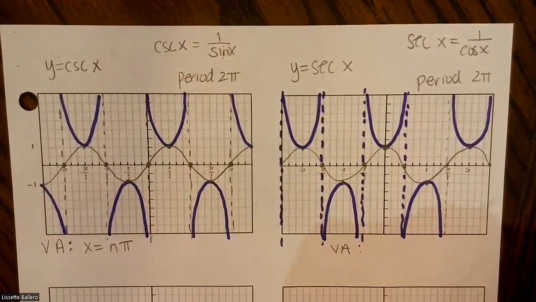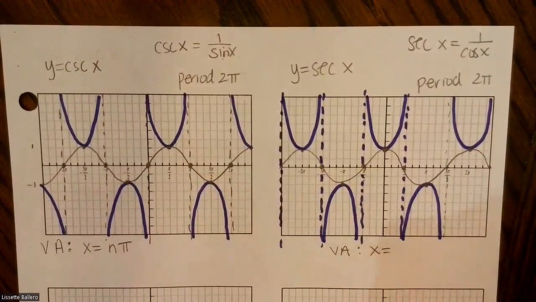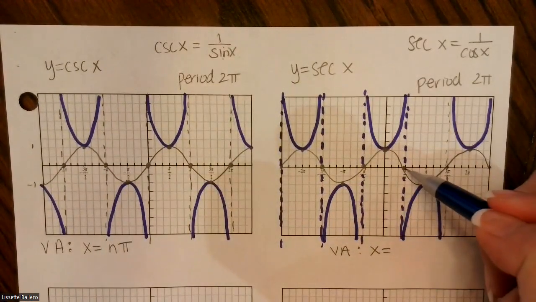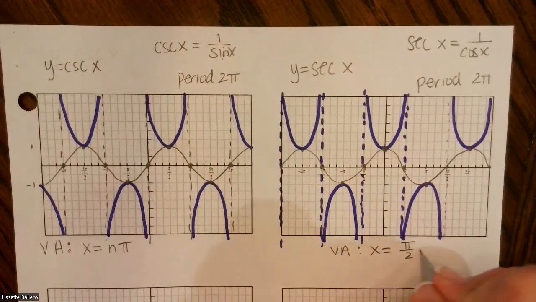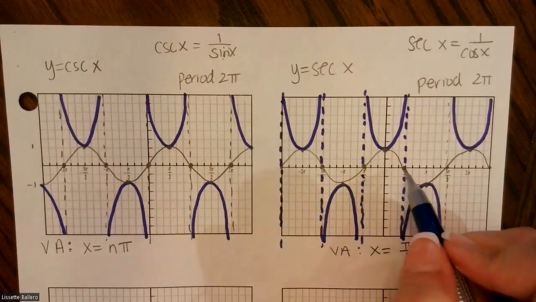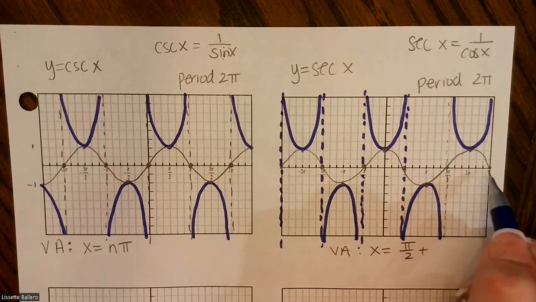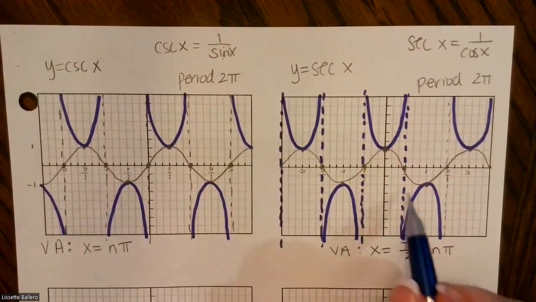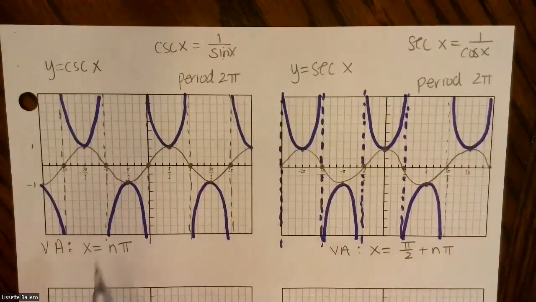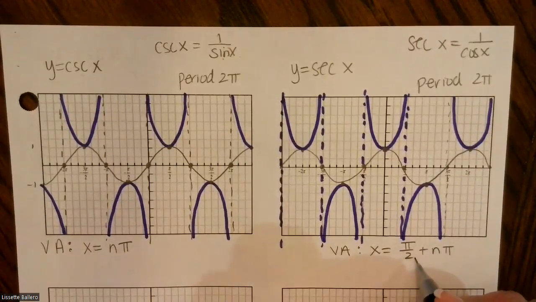Over here with the secant one, we would have our first one at pi over 2 right here. So that's pi over 2 plus every pi unit again would be an asymptote. And so we would say n pi. Since this one did not start at 0, that's why this one is missing here, because 0 plus n pi would just be n pi. We have to have our first one, so pi over 2 plus n pi.